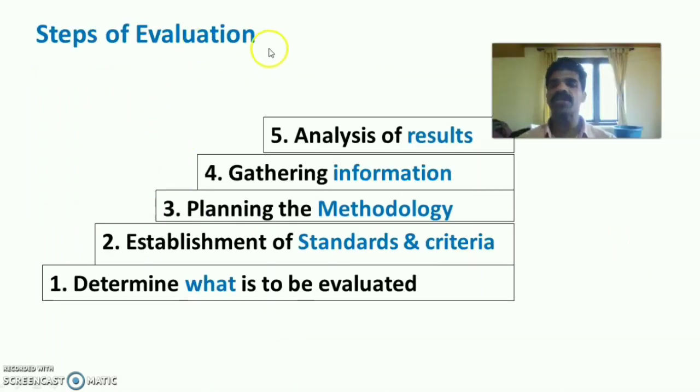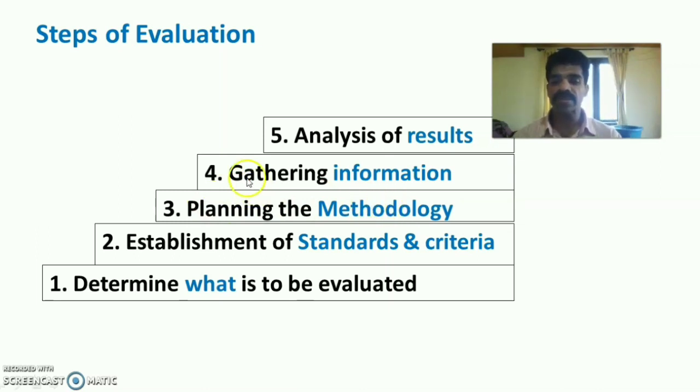Next are the steps of evaluation. There are mainly 5 steps in evaluation. The first step of evaluation is to determine, find out, or understand what is to be evaluated, which goals or which objective has to be evaluated. Then establishment of standards and criteria for this evaluation. So set certain standards and criteria for the evaluation process. Then the third step is planning the methodology. So plan the different methods of evaluation.